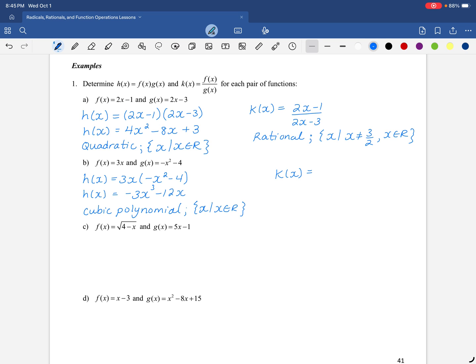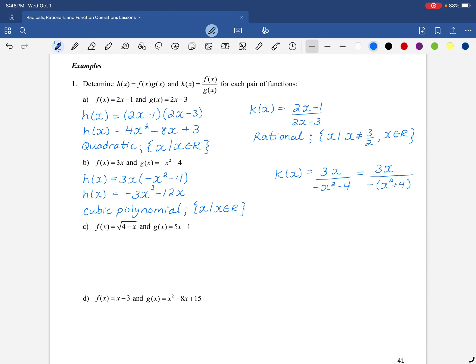K of x is defined as function f, which is 3x, divided by function g, which is negative x squared minus 4. Okay, now we do want to double check that that denominator does not factor. So again, similar to what you saw back in 20-1. Now, if you do pull a negative out of the denominator, and I will just put it right here, so this 3x is still here. If I pull this negative out of the denominator, do you see how we just get x squared plus 4? So in other words, there is no value of x that would make the denominator equal to 0. So we do not have any extra restrictions on the domain.